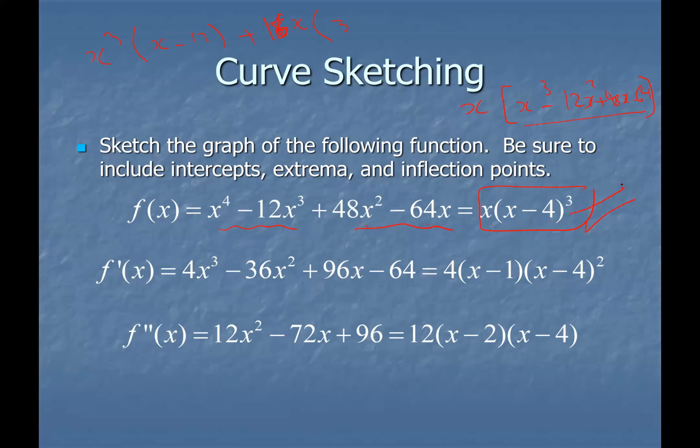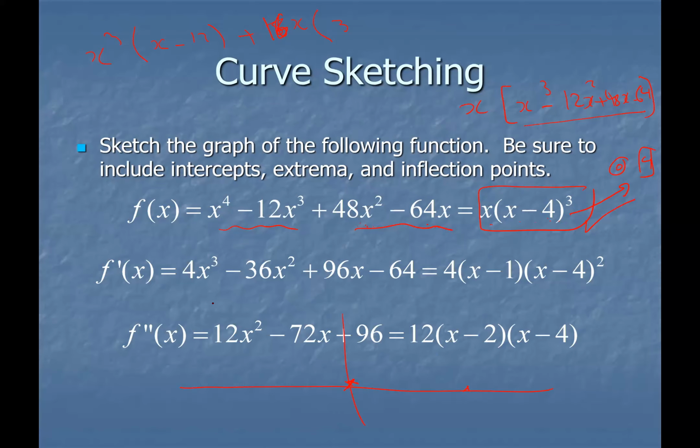From this one you will find x intercepts 0 and 4. Okay, x intercepts will be 0 and 4. That means when you graph it you will find 0 and 4. This is the x intercept of the graph.